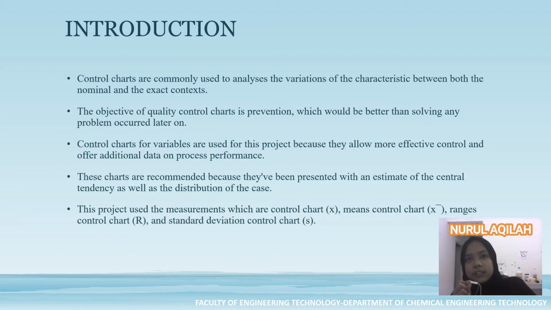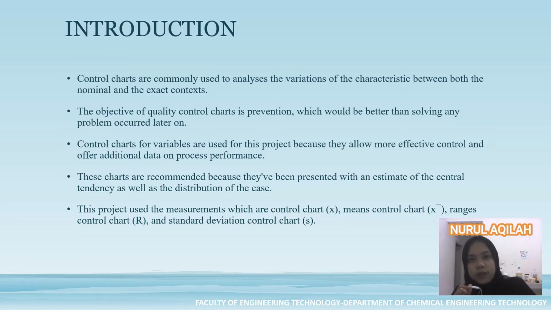So the reason it is important to construct a control chart for a product is that it can offer better, higher productivity, reduce overall deficiency and output deformity, and also improve profit while at the same time lowering the cost. So control charts are commonly used to analyze the variation of the characteristic between both the nominal and the exact context. So the distinction between normal and abnormal variation is identified and the characteristics are kept in check by taking all the appropriate action.